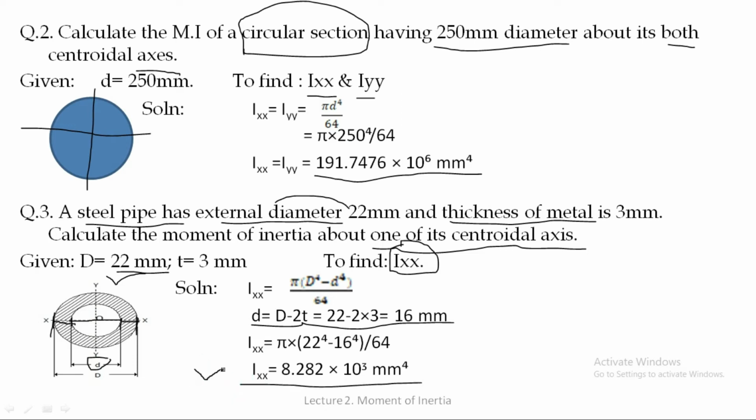Now in this case also, in the case of a hollow circular section, Ixx is equal to Iyy. But as they have asked us to find the moment of inertia about only one centroidal axis, we have taken Ixx here. Remember this. Now let's go through our fourth numerical.